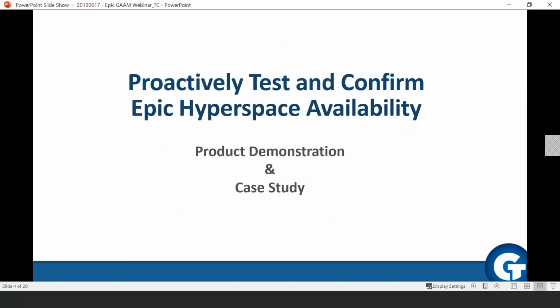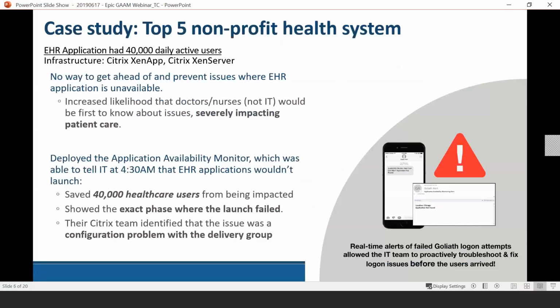So let's pivot now to why you came to the webinar today, and that's to talk about how, at a very, very low cost, we can help you test and confirm that EPIC Hyperspace is available. We'll talk about a case study as well as a product demonstration. We'll combine the two so you have a real-life use case to work from.